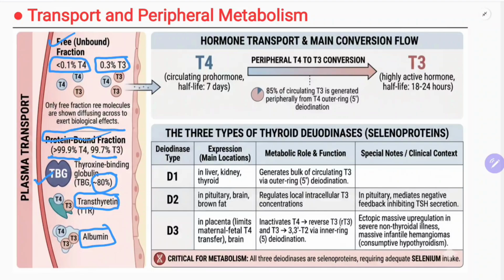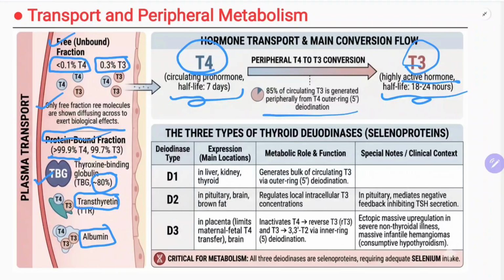Only free molecules can diffuse across to exert the biological effects. Only the free, not the bound ones. So when they cross into a cell in the target tissue, there T4 is converted to T3, which is the active hormone. And remember, the half-life of T4 is longer, that is 7 days, compared to the half-life of T3, which is only 18 to 24 hours.